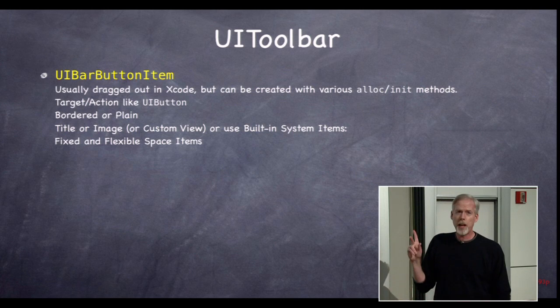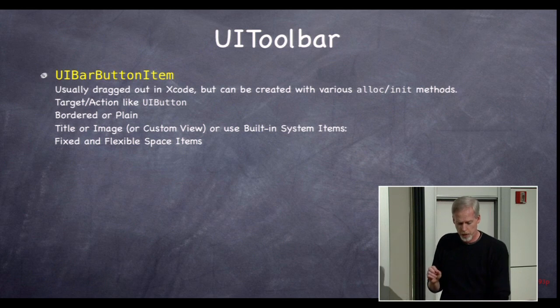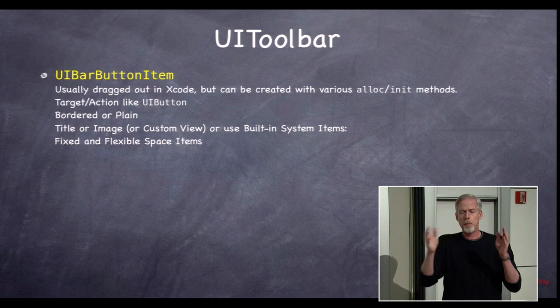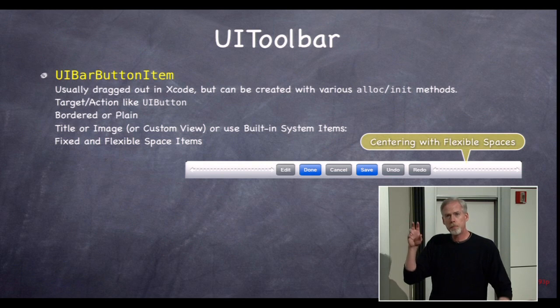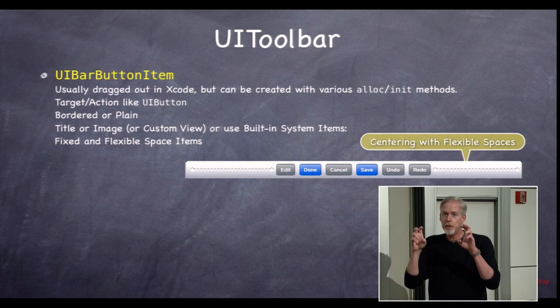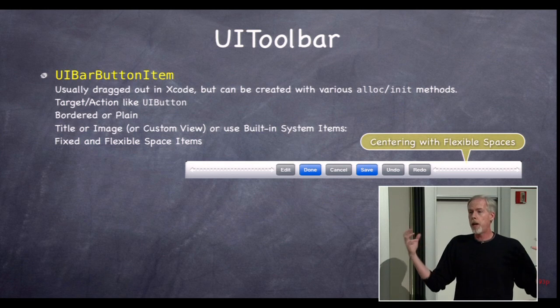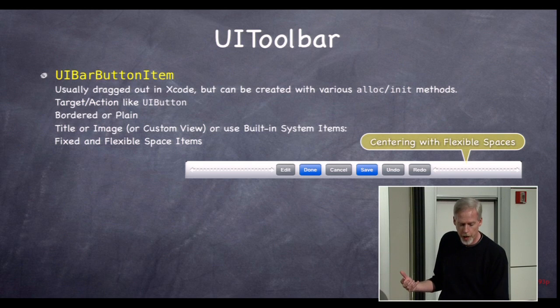And then there's two kind of special UI bar button items, which is fixed and flexible space. Okay? And those are used to kind of arrange on your UI toolbar how the buttons appear. And so here's some examples of that. So here is a UI toolbar that has a bunch of buttons on it, and it has flexible space buttons, right? UI bar buttons, there's flexible space on either side. And you can see that it took all the rest of the buttons and just centered them in the middle. Okay, so that's how you can use flexible space to do that.